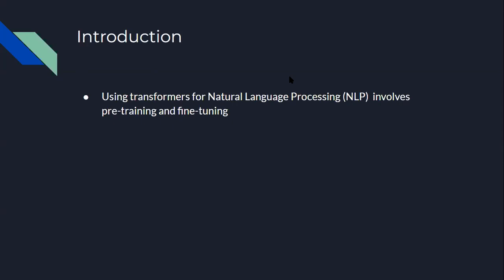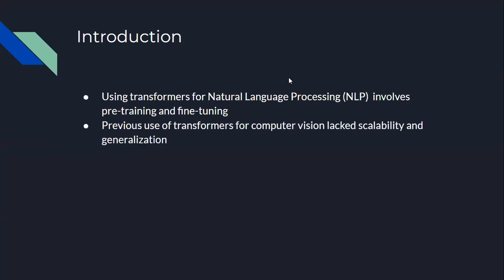So as we learned in class, natural language processing was already using transformers. It involves pre-training on a large data set and then fine-tuning to a more task-specific, smaller data set. Some other computer vision papers have used transformers. However, they were very customizable and very complex. And this paper wanted to use transformers in a more general, scalable manner.